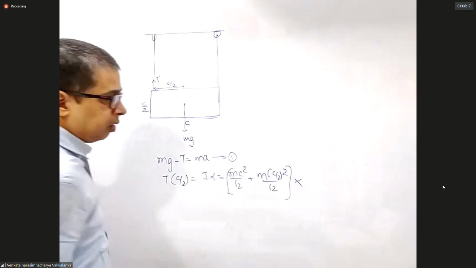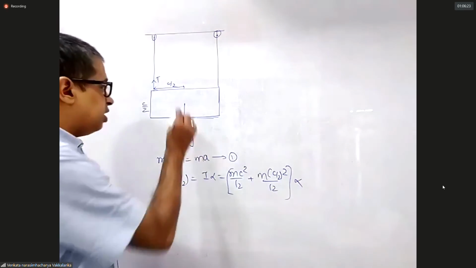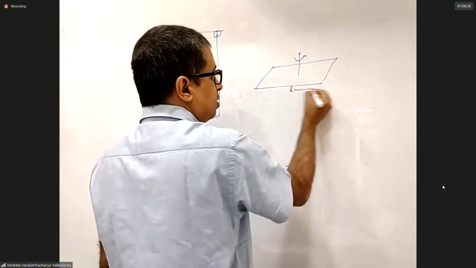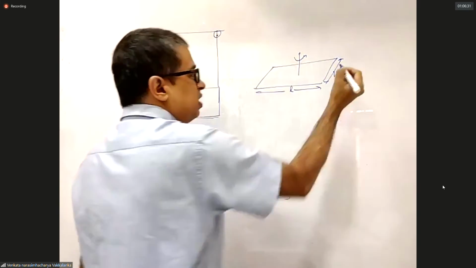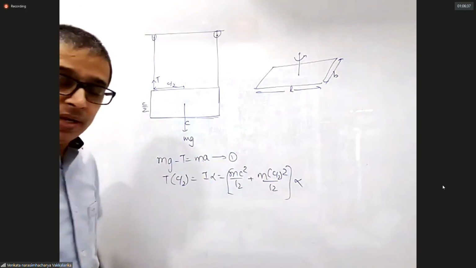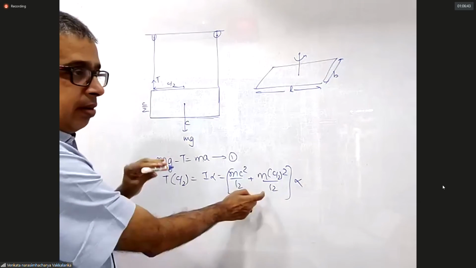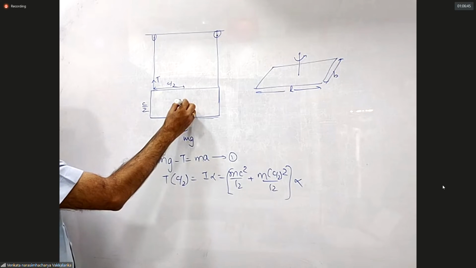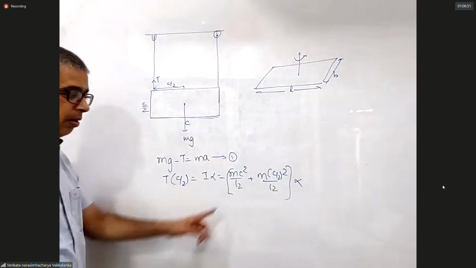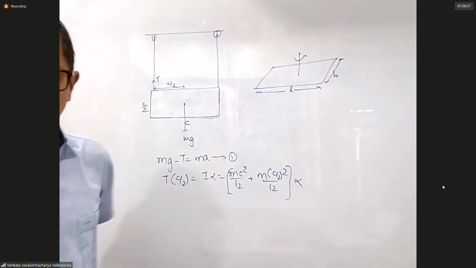Perpendicular axis theorem, right? The moment of inertia of a rectangular plate about the axis perpendicular to the plate passing through the center of mass is ml square by 12 plus mb square by 12, where l is c and b is c by 2. No parallel axis, no perpendicular axis needed beyond this.